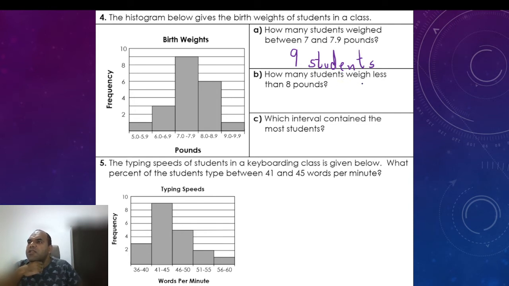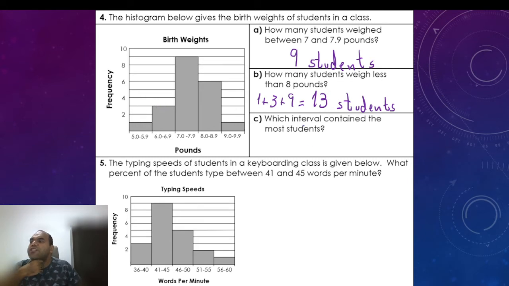And the second question. How many students weigh less than 8 pounds? Less than 8 pounds. Okay? Who is less than 8 pounds? This group, this group, this group. Okay? The quantity here is 1 plus here 3 plus 9, which is 1 plus 3, 4, 4 plus 9, 13 students. Great. Nice. We figured out this one.